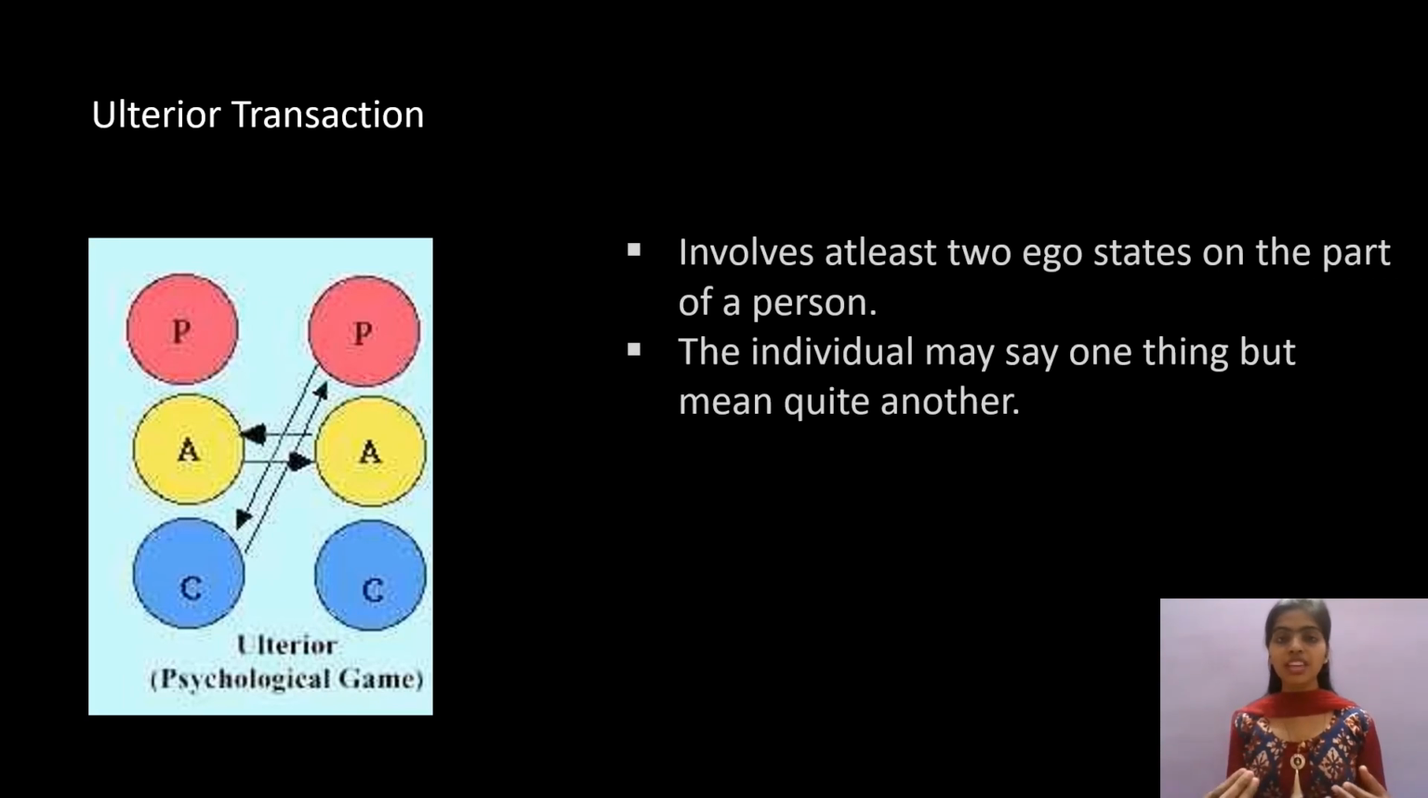You say one thing, but you mean something else. So when there are two ego states exhibited by one person itself, that's what is called an ulterior transaction. With this, the transactions part is over.